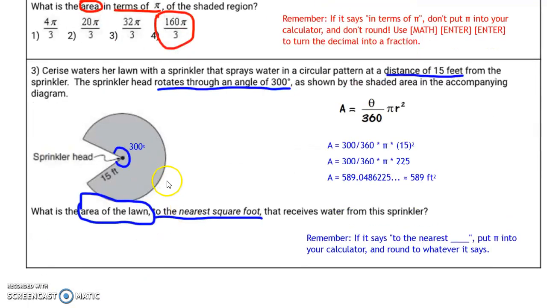Same type of question here. We have an area of the shaded region question, which has the same exact angle as before. Interesting. In this case, though, it's asking for the nearest square foot. So if it says the nearest blank, you do put pi into the calculator and then round to whatever it says. Here it says the nearest square foot, so we round it to the nearest unit. That's 589. And remember, feet squared has to be there because we're looking for an answer in terms of square feet, so we need the units.